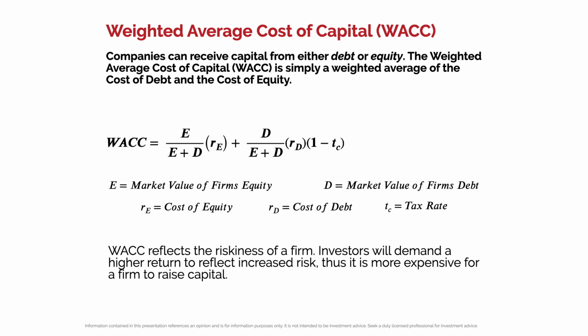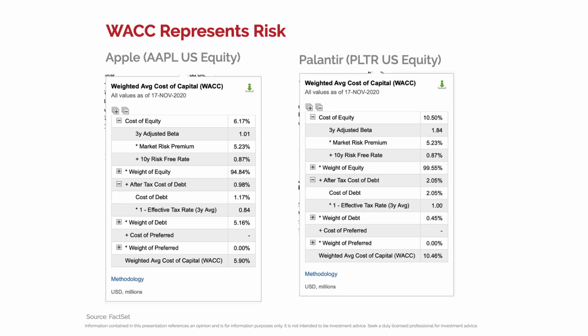So WACC reflects the riskiness of a firm. Investors will demand a higher return to reflect that increased risk. And we see this, right? If your cost of debt, which is effectively the interest rate on debt, and we're going to look at the formula for this in a few minutes, though, think about it as the interest rate there. If you're a very risky company, you're going to have to demand a higher interest rate. So that WACC is going to be higher if it's a more risky company. So we can think about WACC as representing risk.